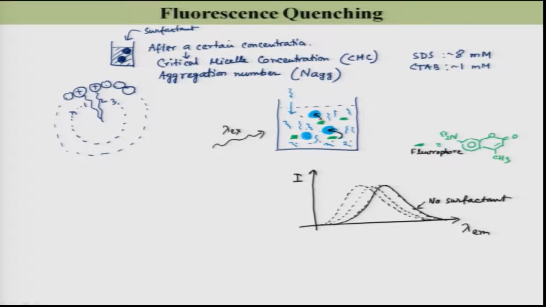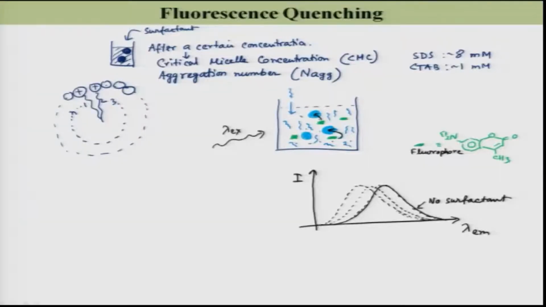It is the same as the Lippert-Mataga case, right, when the excited state dipole moment is more than the ground state dipole moment. So here you see there is a change, and when all the fluorophores are inside, then there will not be much change in the shape of the emission spectra.